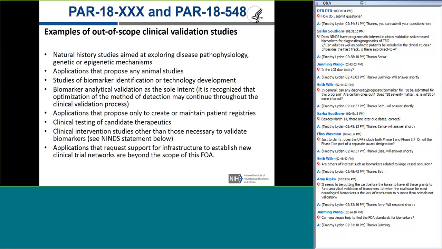Applications that propose only to create or maintain patient registries are not in scope. And again, you cannot be using this funding opportunity to test a candidate therapeutic. And clinical intervention studies, other than those necessary to validate the biomarker, are out of scope. And then applications that request support for infrastructure to establish new networks are also out of scope.